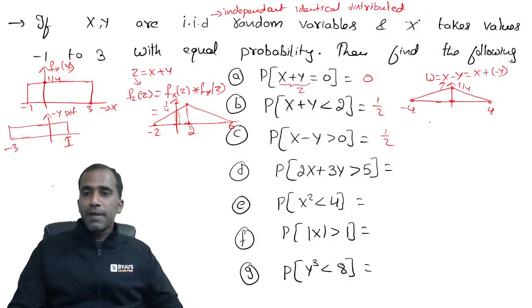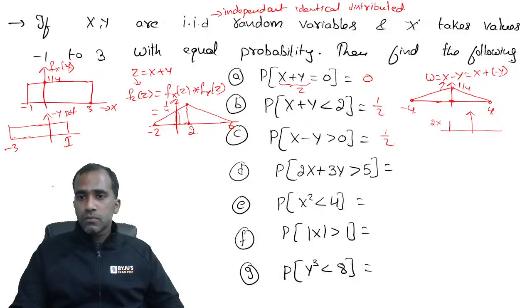So we want PDF of 2x. Can anyone guess what the PDF of 2x is? It's easy. X takes values from minus 1 to 3, so 2x will take values from minus 2 to plus 6. X taking value minus 1 means 2x takes value minus 2, and if x takes value 3, 2x takes value 6. Common sense. Minus 2 to plus 6. 2x PDF I have plotted.